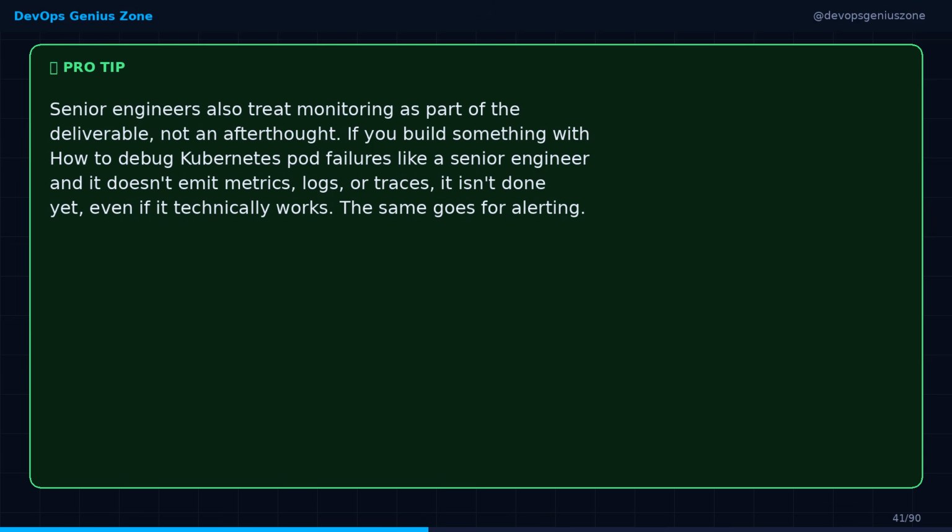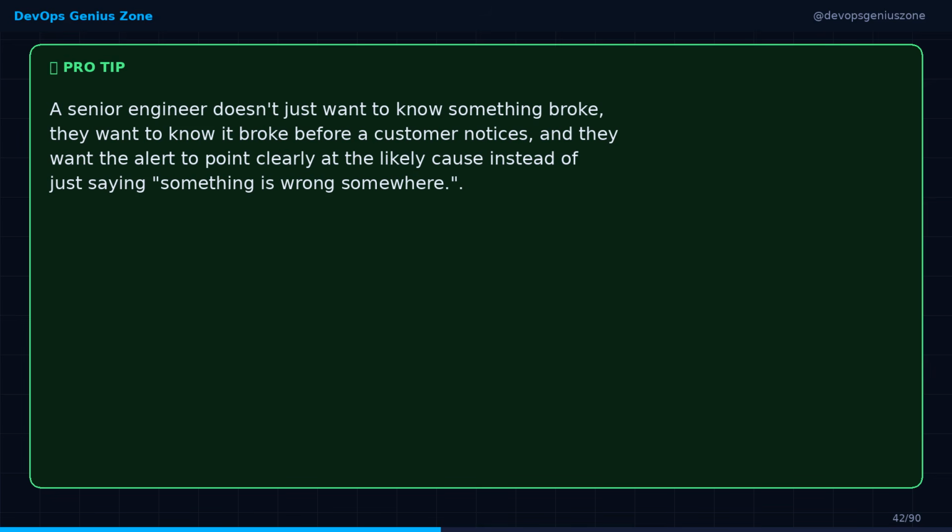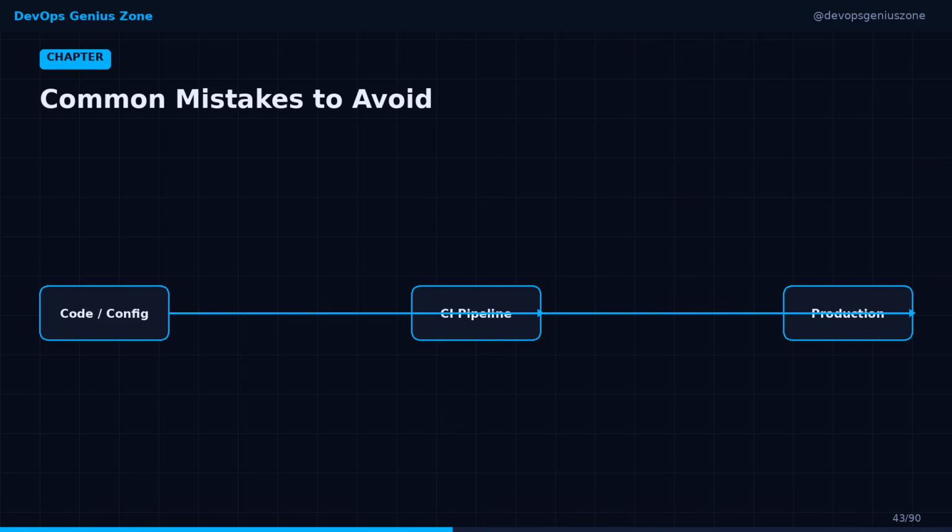The most common mistakes I see junior DevOps engineers make with how to debug Kubernetes pod failures like a senior engineer are skipping the planning phase, ignoring security until the end, and not handling failures gracefully. Avoid these and you are already ahead of most candidates. For example, never leave sensitive credentials in plain text, even in internal repositories. Use a secret manager or vault solution from day one.